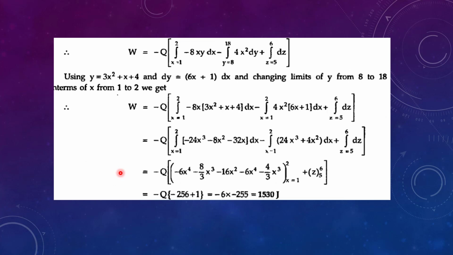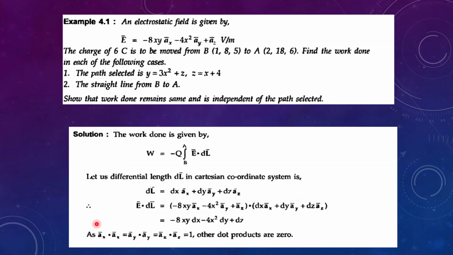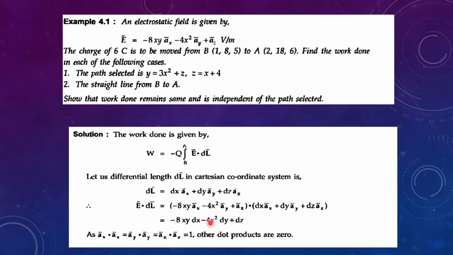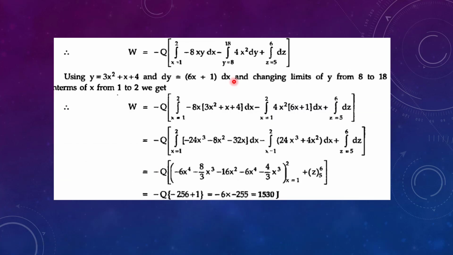Then now if we put all the values, so E·dl, if you put in this equation 1, so W is equal to -Q. Q is 6 coulomb, so let us keep Q as it is, -Q. We have to take the separate integration of -8xy dx, separate integration of 4x² dy, plus separate integration of dz, and that is done here. Okay, we'll put this bracket as it is.